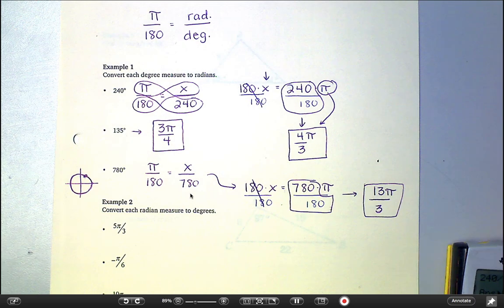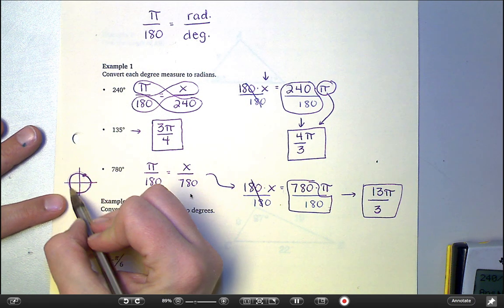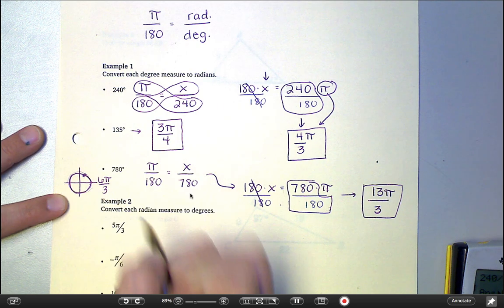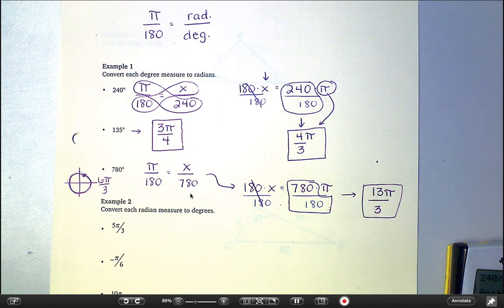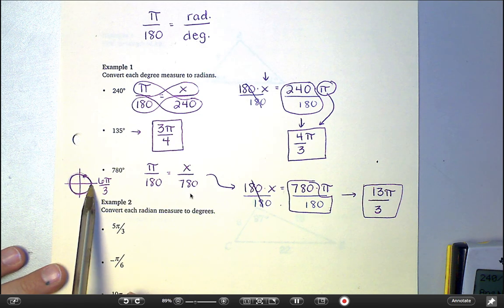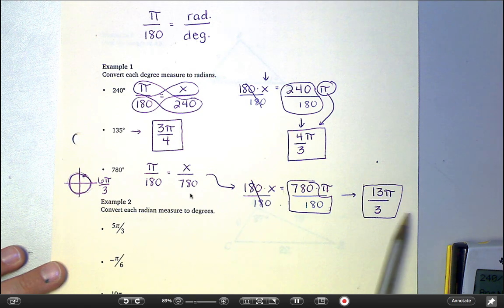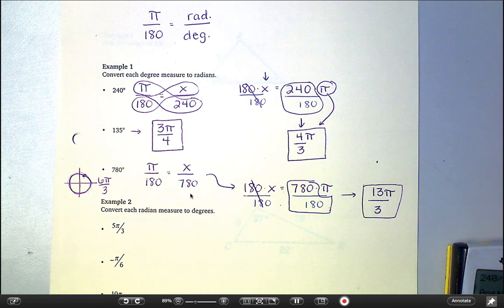So all the way around the circle would be 6 pi over 3. Okay, just so we're clear here. All the way around the circle, because that's equivalent to 2 pi. All right, so if I go all the way around once, that's 6 pi over 3. All the way around twice would be 12 pi over 3. And then go 1 more pi over 3 and I get 13 pi over 3. And that's equivalent to 780 degrees.